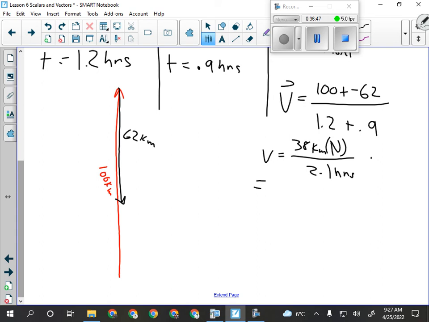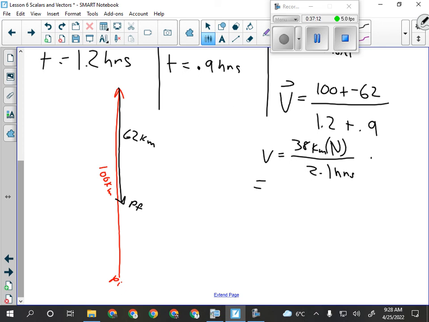Okay. This right here would be my initial position. This would be my final position. Okay? The displacement is the change in position. Okay? And it would be 38 kilometers north. I still end up 38 kilometers north of where I started.